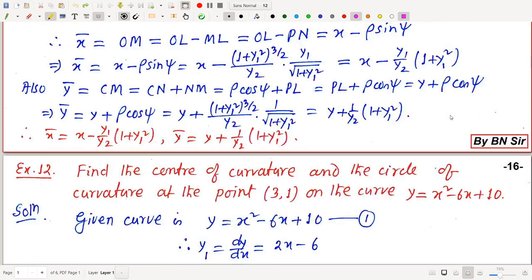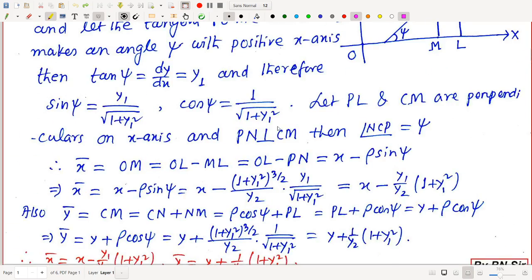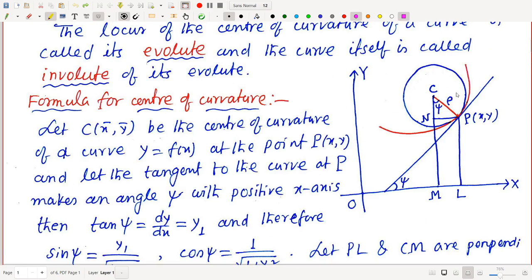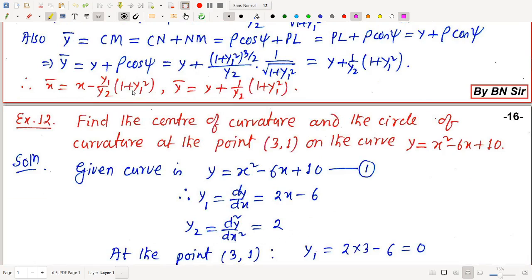So y plus rho cos psi, and the value of rho is (1 plus y1 square) to the power 3 by 2 by y2, and cos psi is 1 by root over 1 plus y1 square. So when simplified we get y plus 1 by y2 into (1 plus y1 square). Thus x bar is x minus y1 by y2 into (1 plus y1 square), and y bar is y plus 1 by y2 into (1 plus y1 square), where y1 is dy by dx and y2 is d square y by dx square, the second derivative at the point P considered, at which we consider the center of curvature and the radius of curvature. So this gives the formula for radius of curvature and center of curvature.